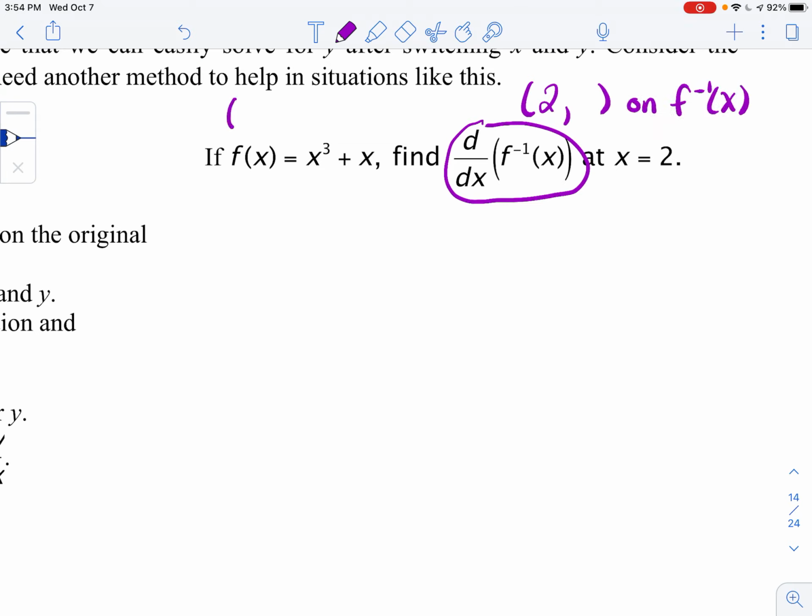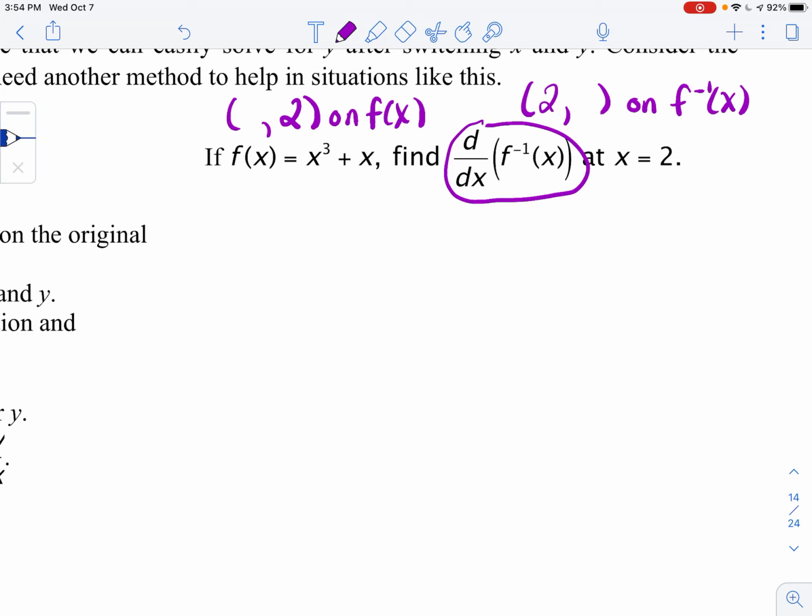That means that on my original function, that's really a y coordinate. What I want to do is find the derivative of f of x, evaluate it, and then take the reciprocal, and that's going to give me the answer I'm looking for. Okay, so this x equals 2, this is really what the y value is on my original function.